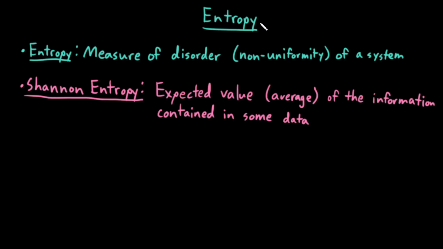You've probably heard of the term entropy before in a science class, but let's talk about how it relates to computer science. So generally speaking, in all contexts, entropy is simply the measure of disorder or non-uniformity of a system. For example, in physics, entropy could measure the disorder of molecules. In computer science, we're going to be talking about the disorder of information. So Shannon entropy is the expected value or average of the information contained in some data.